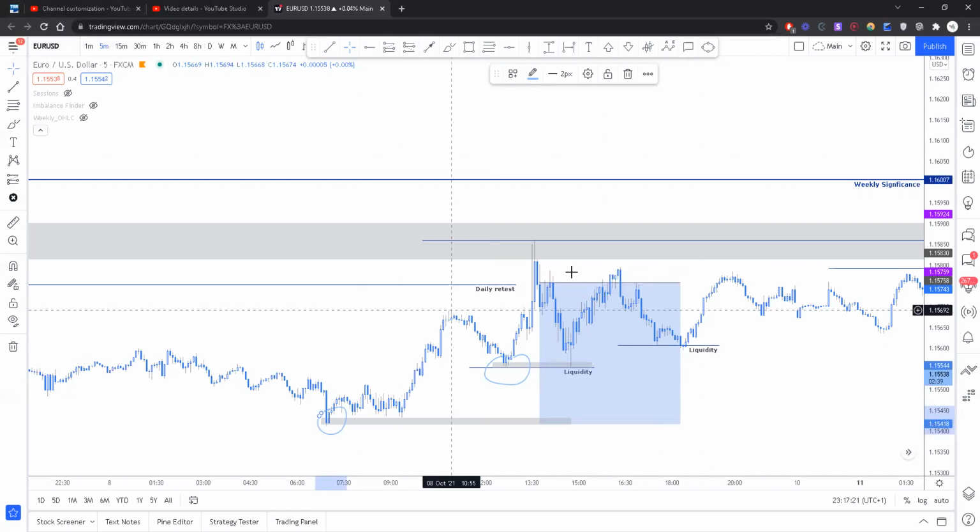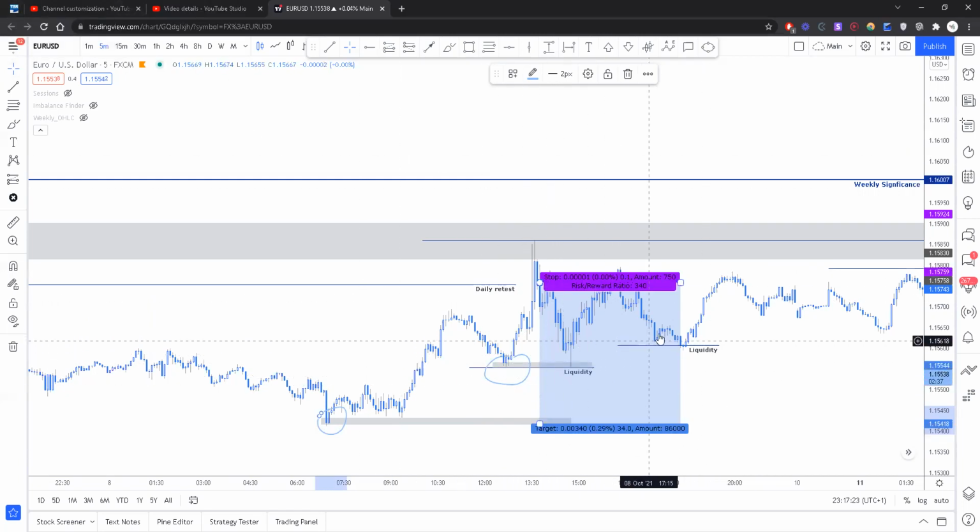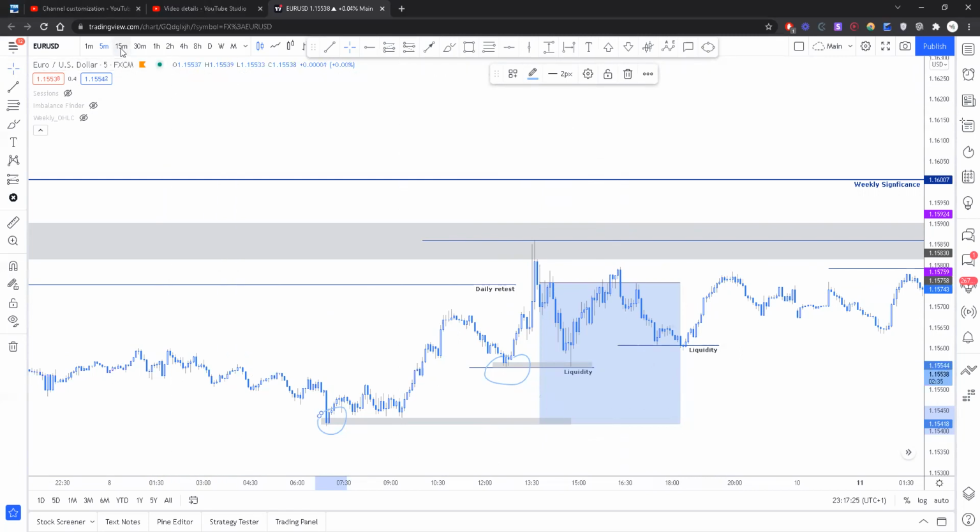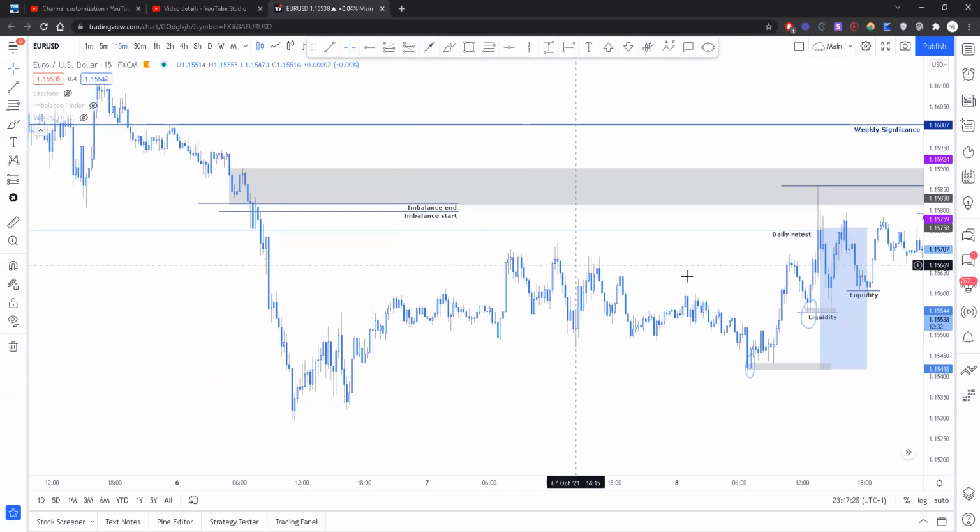So that was that. Luckily, I was at break even as soon as it went to this point anyway, so I didn't really lose anything. It's just me being maybe slightly overly critical of myself.